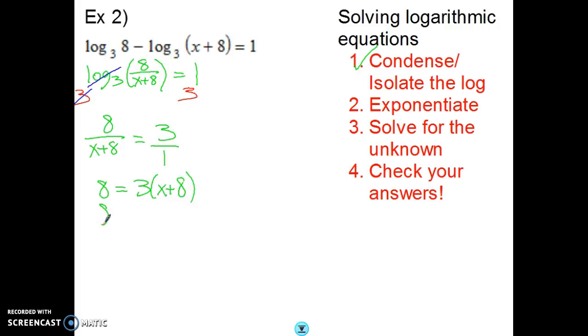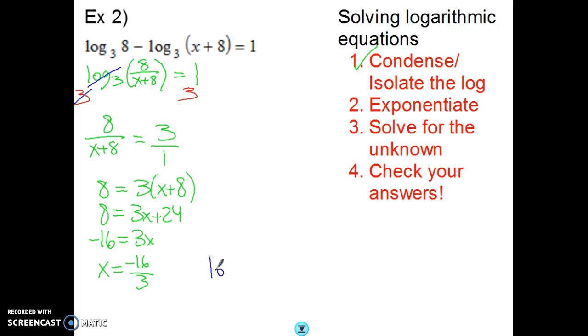We can then distribute the 3. We get 8 is equal to 3x plus 24. Subtract 24 from both sides. Negative 16 is equal to 3x. Divide both sides by 3. We get x is equal to negative 16 over 3. And again, we have to check our answers here. If I plug in x equals negative 16 over 3, there's only one place to test.